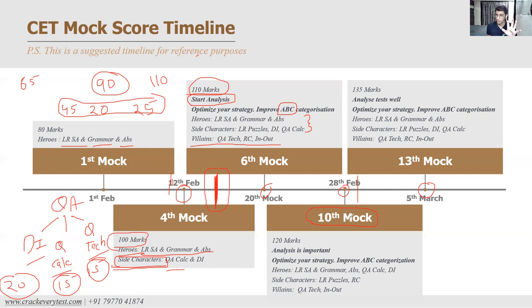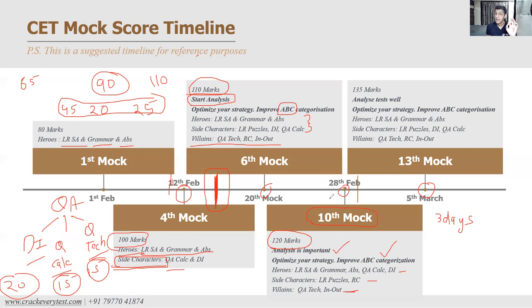That means on an average you are taking 1 mock every 3 days. 3 days, 1 mock. So that is what you are going to do. By this time you should have 120 marks. Analysis is going to be your key. Your optimization of strategy is going to be your key. Understand, your scores don't change much. But then when you cross Feb, that is when March comes.